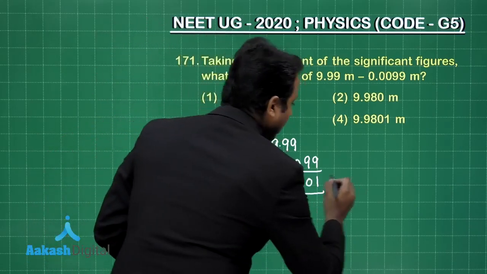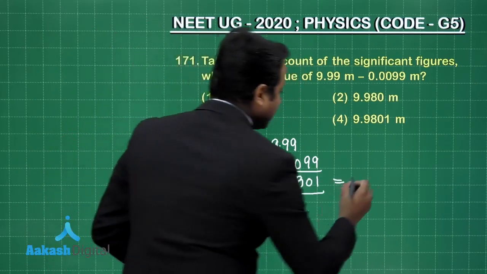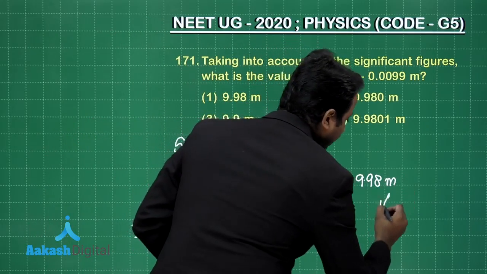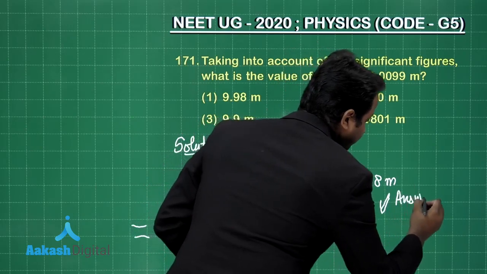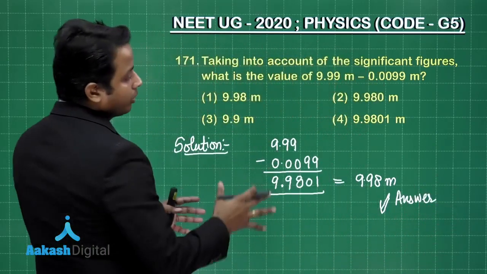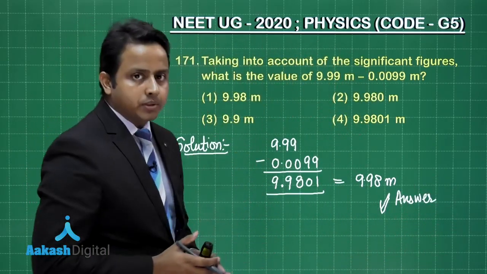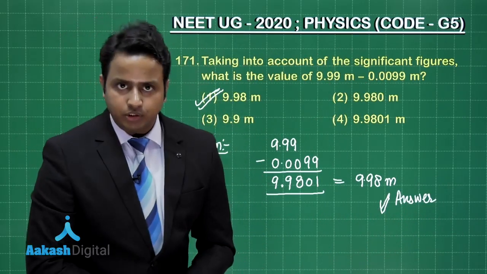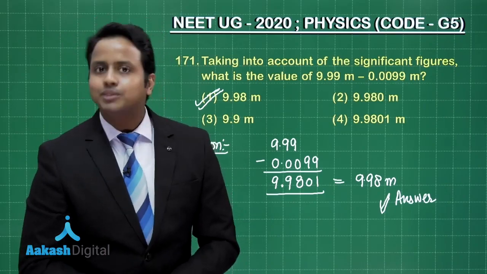So if I apply the rule of significant figures, the answer must be 9.98 meter, and this will be your answer. And as per the given question, 9.98 is represented by option number 1, and that will be the correct choice for this question. I hope this is clear to you. So let's move to the next question.